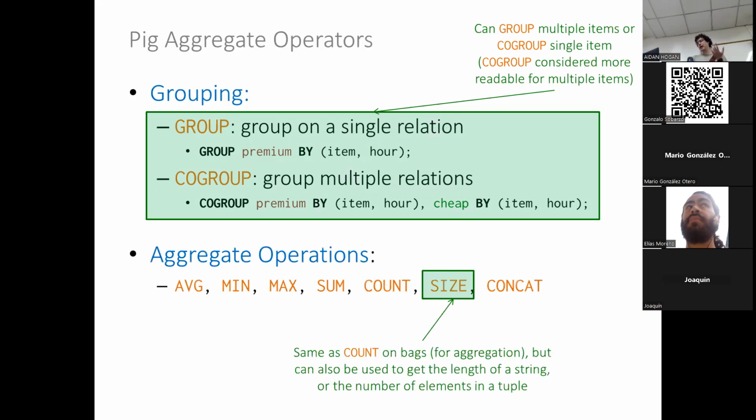So we have some aggregate operations, which are the same as SQL. We have average, min, max, sum, count. We have size, which is a little bit different, and concat. Size is the same as a count on bags, but it can also be used to get the number of elements in a tuple or the length of a string. So it has some other features or output for other types of data. So we have our typical aggregate operations like you would have seen before in SQL.